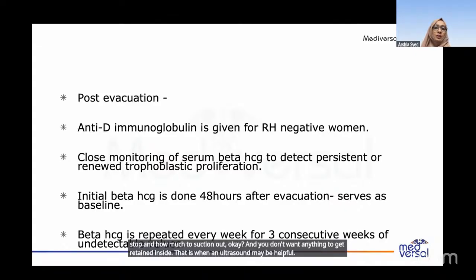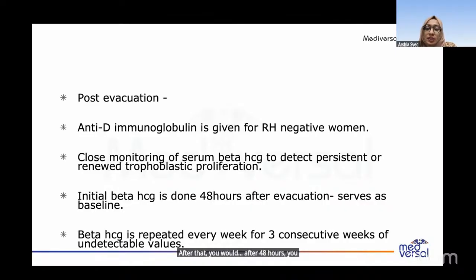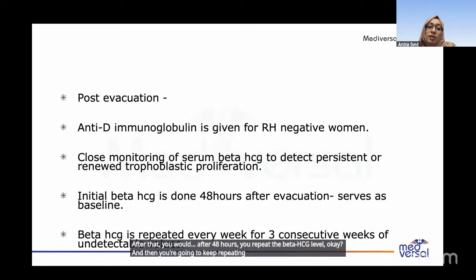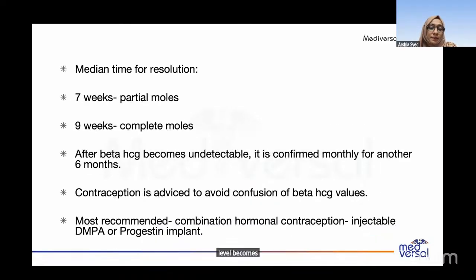Post evacuation, if she's RH negative, you give anti-D. Close monitoring of the serum beta HCG level is very important. Monitoring of beta HCG level in case of molar pregnancy is highly recommended. So you get the first baseline once the patient comes. After that, after 48 hours, you repeat the beta HCG level. Then you keep repeating every week for 3 consecutive weeks till the level becomes undetectable.